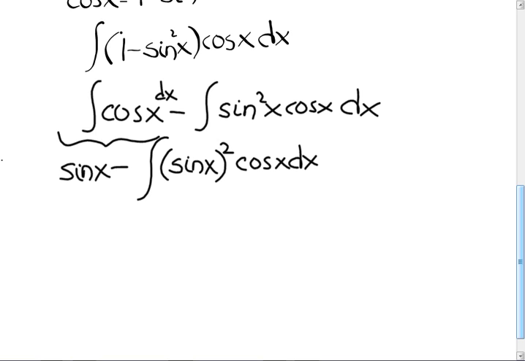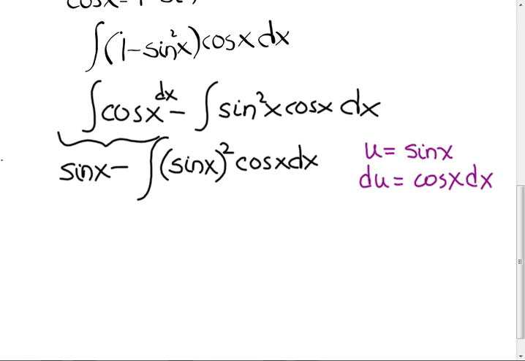We're going to do a u substitution. Some of you might see it. I think you might be off by a negative sign if you don't do the u substitution. What do you want u to be? Okay, so what's du? Cosine of x.